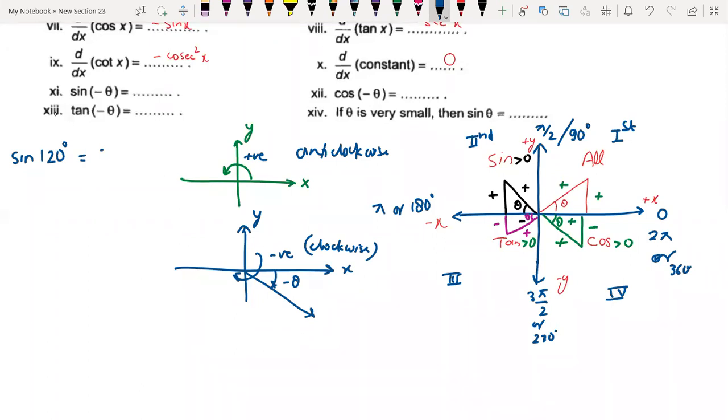Sin 90 plus 30 degree, or 180 minus 60. Either 180 minus 60 or we can do it as sin 90 plus 30. Now there is a difference between the two. When we break the angle in 90 or 270, then the trigonometric ratio gets changed. Sin converts to cos, cos converts to sin, and it becomes 30 degree.